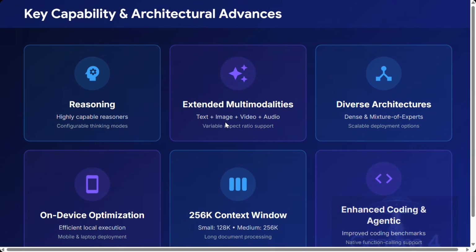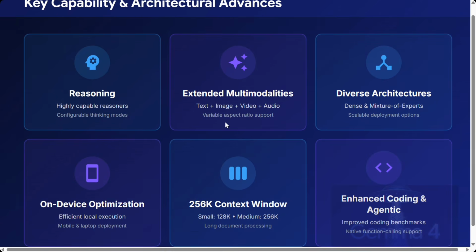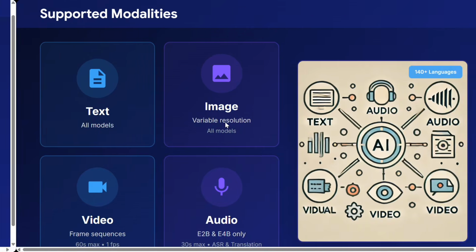Key capabilities in architecture: reasoning, highly capable reasoners, configurable thinking modes are there. I think right now most of the LLMs are coming with this option of configuring the reasoning. Extended multimodality, not just images or video, it also supports audio too. Diverse architectures, dense and mixture of experts, both are released. On-device optimization, efficient for local execution. So pretty good for your local mobile as well. The context window is quite huge, and there are enhanced coding and agentic capabilities as well.